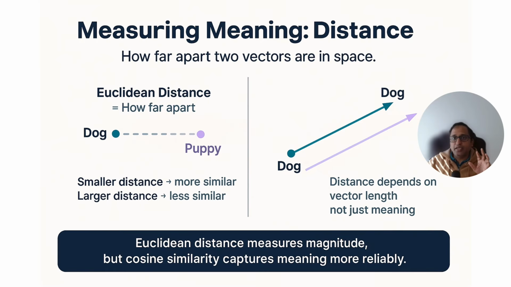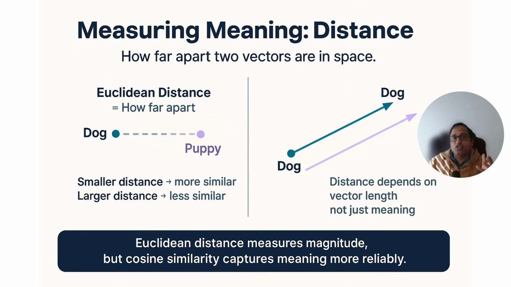In Euclidean distance, similarity is measured by a straight line between two points in a space. Here we take two points, dog and puppy. The shorter the distance between them, the more similar they are in meaning. That seems very intuitive: smaller distance, closer meaning. But there is a subtle problem. Distance depends upon how long each vector is.